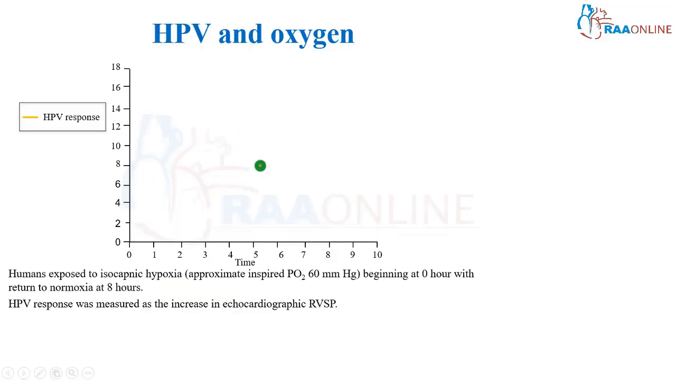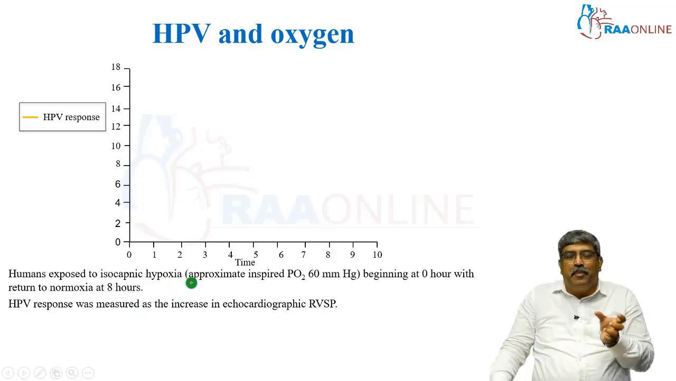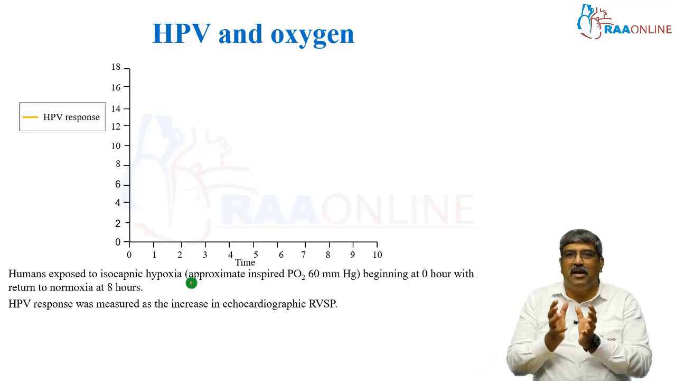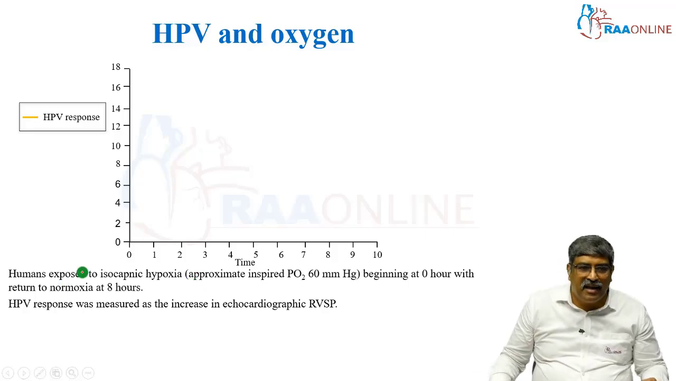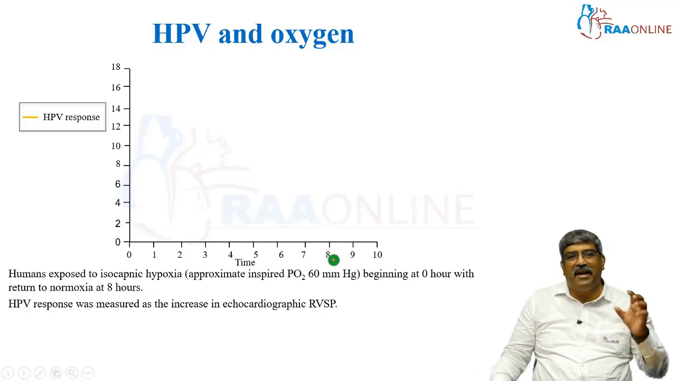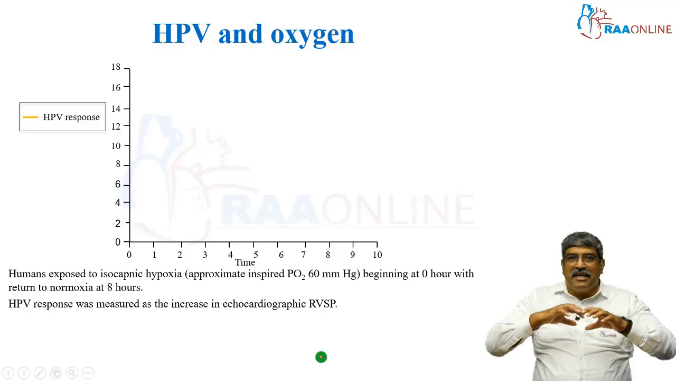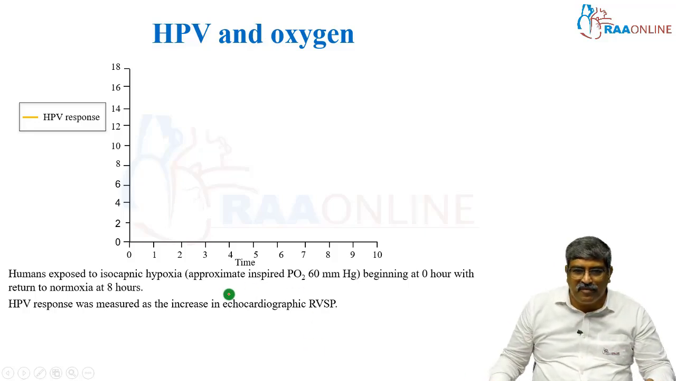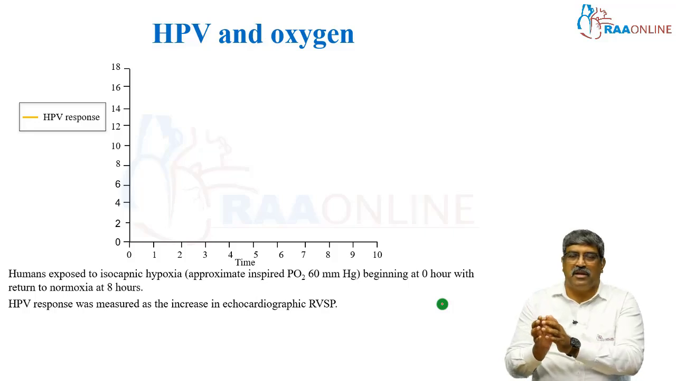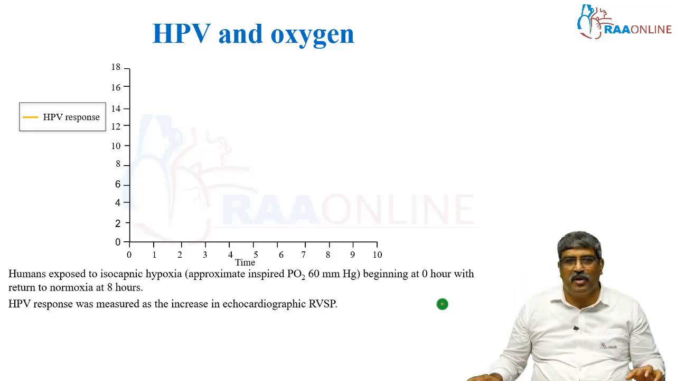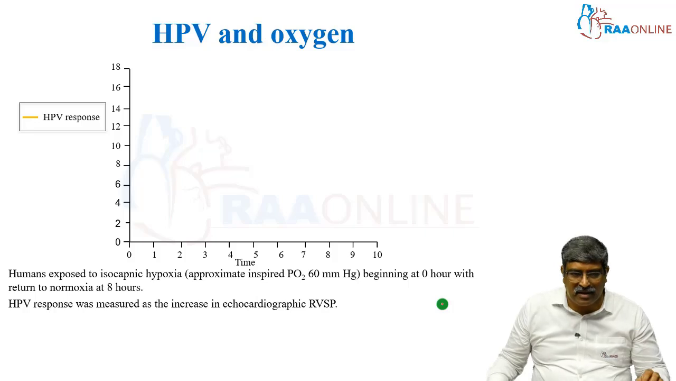Now coming to the hypoxic pulmonary vasoconstriction response to hypoxia. Here in this graph, the humans are exposed to isocapnic hypoxia, that is a PO2 of less than 60 mm of mercury, and they are returned to normoxia after 8 hours. The HPV response was measured with echocardiographic right ventricular systolic pressure. That is the way to measure the hypoxic pulmonary vasoconstriction response.